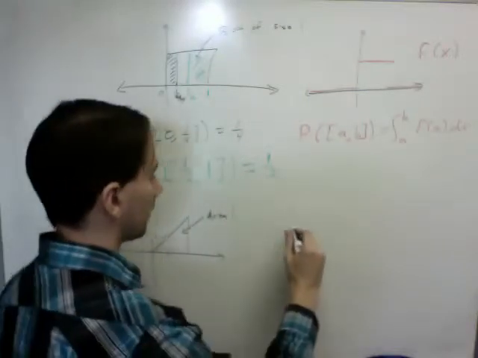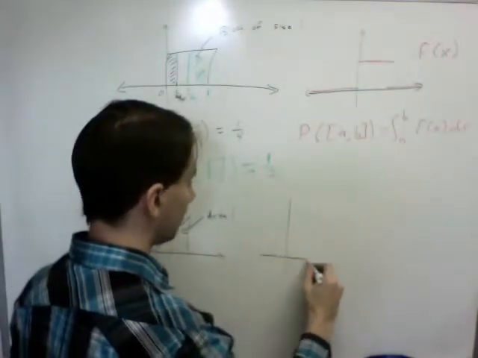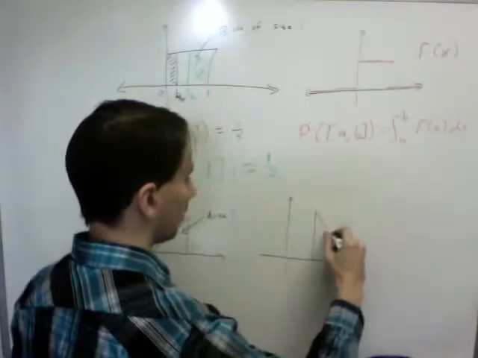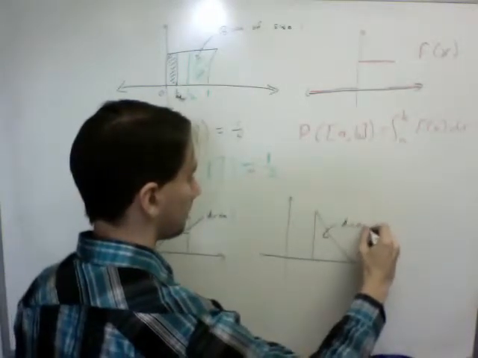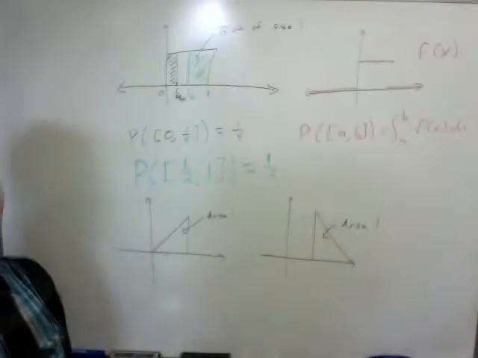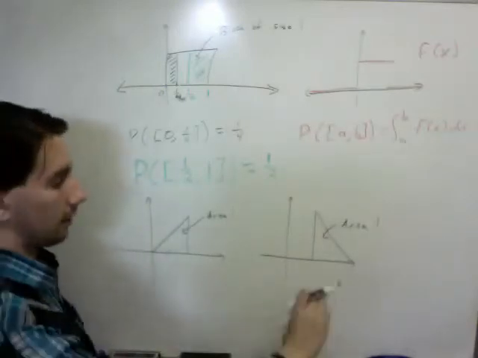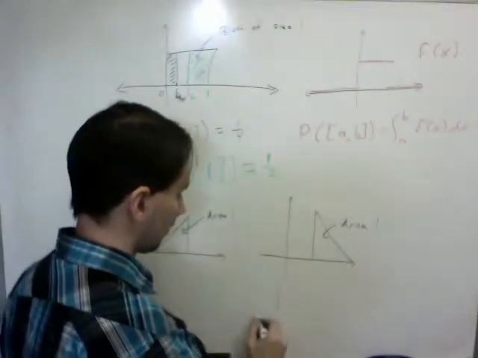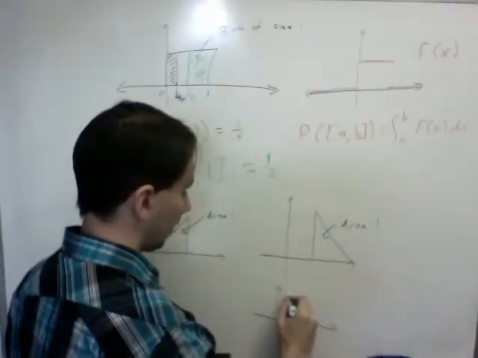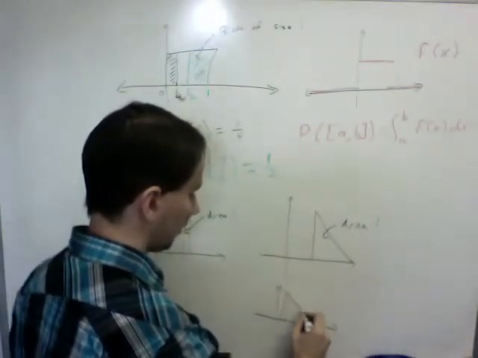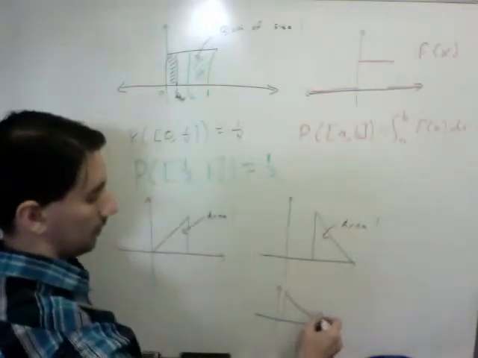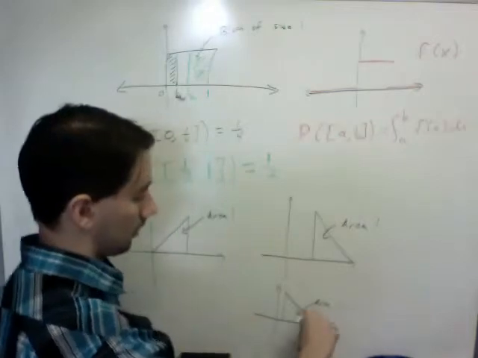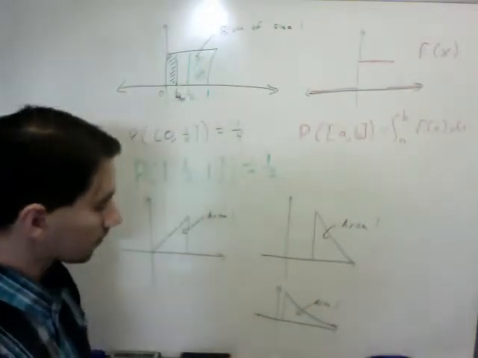And I could even push it over if I like. So maybe it looks something like this, and it's still got area 1. And I can even pinch it off on the sides, so I could squish it so that it keeps going and going to infinity. You might end up with something that never hits 0, but just gets closer and closer, and it still has area 1. There's just a really long tail.